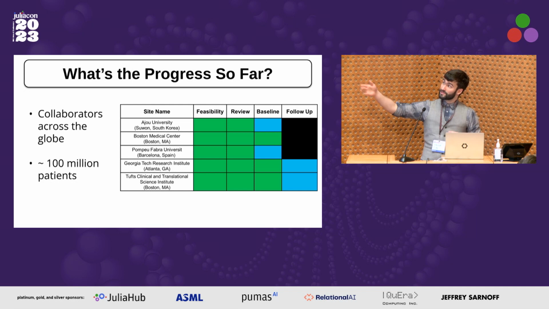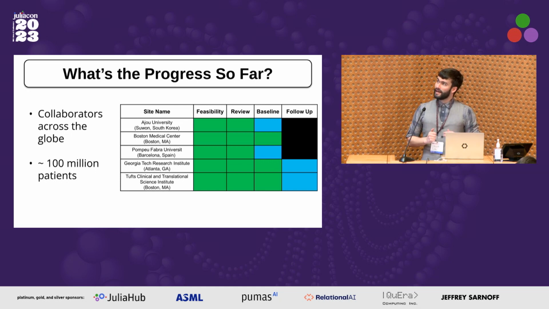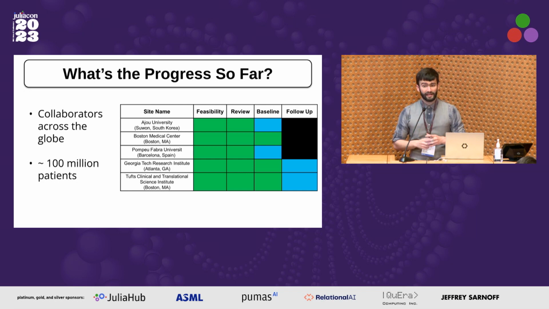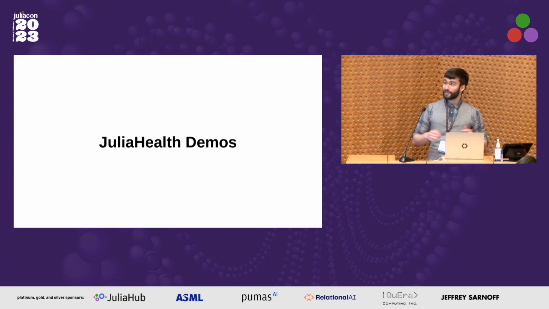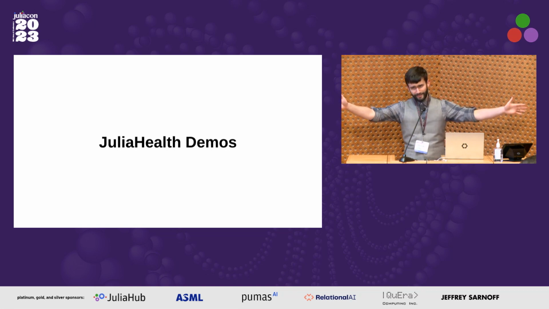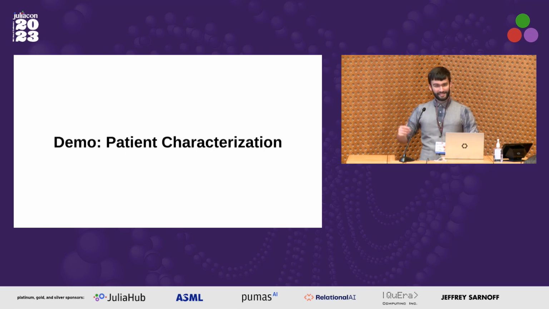As you can see, here's a sample of some of my collaborators from multiple different countries, such as Spain, South Korea, and various parts of the United States. Green represents that a step is completed, blue represents that a step is in progress, black represents that a step is yet to be done. Collectively, we have a patient cohort of around 100 million patients in this study so far, which is pretty exciting. Now you might be wondering, that's great, Jacob, but where does Julia come into this? This is JuliaCon after all. So let's get to some exciting demos showing how we've been using Julia in this context.